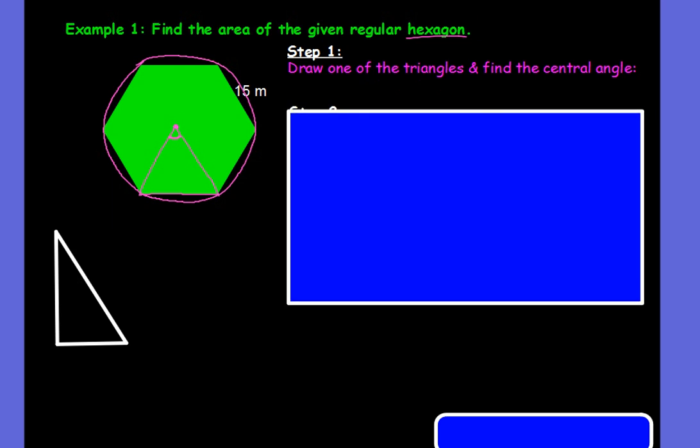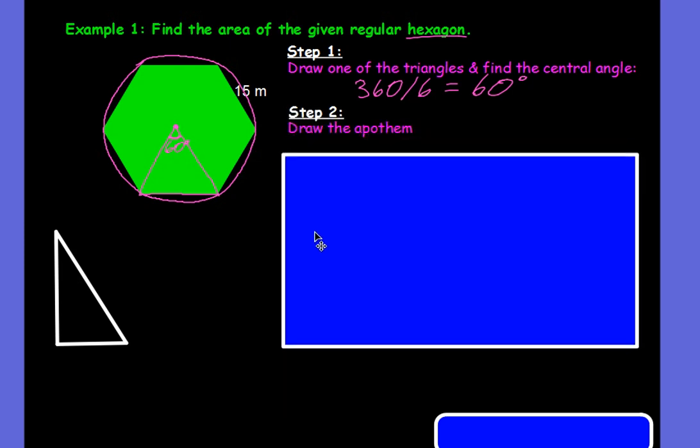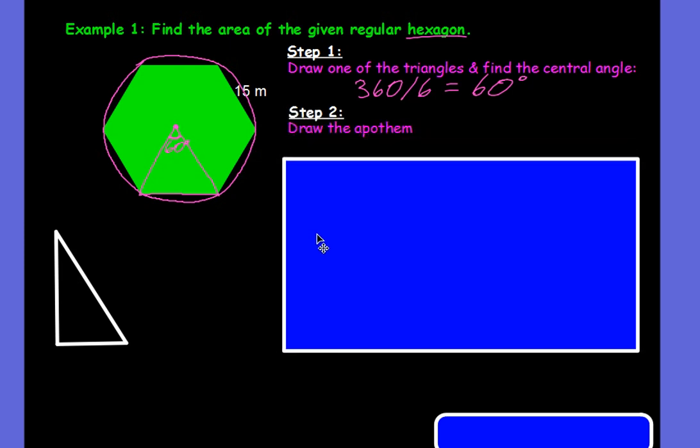So we get, here, let's write that out. Our central angle is 360 divided by 6. So our central angle is 60 degrees. Okay, so I'm going to label that here. So first steps I always do, I draw my triangle, I find my central angle. Okay, this leads us to step 2, which is draw the apothem.